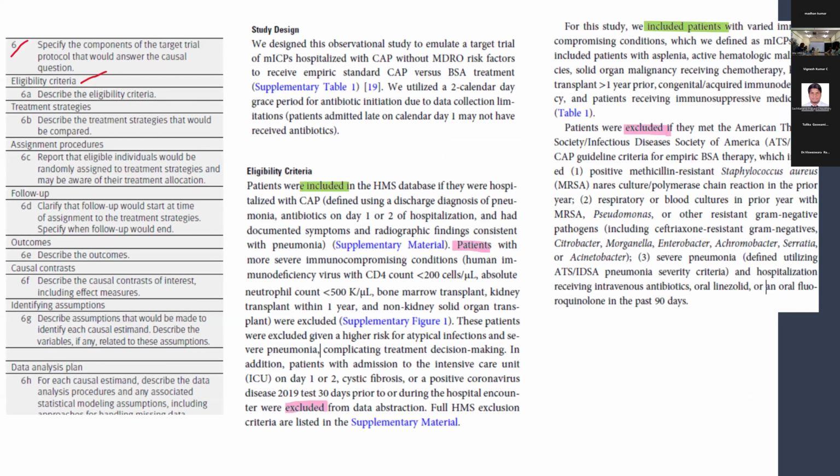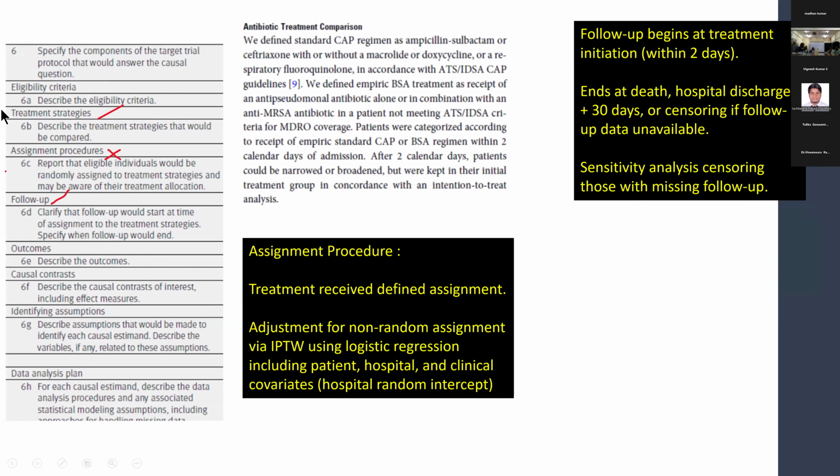Second, the eligibility criteria, inclusion and exclusion, were described in detail. Third, what are the treatment strategies? They had two arms. One arm with a standard therapy regimen, and the second arm was a broad spectrum regimen. They have described what they mean by broad spectrum treatment and what they mean by standard regimen. Assignment procedure: they had written randomization in the protocol, but here they have written defined assignment, and they have done adjustment for non-random assignment, including some modeling method, which I'll come to.